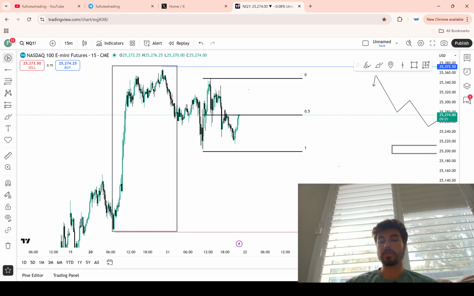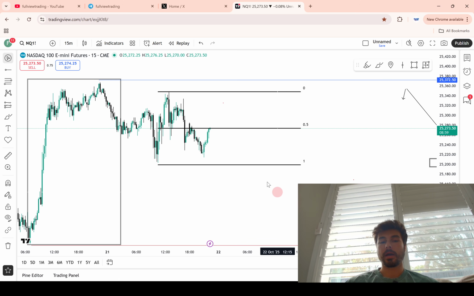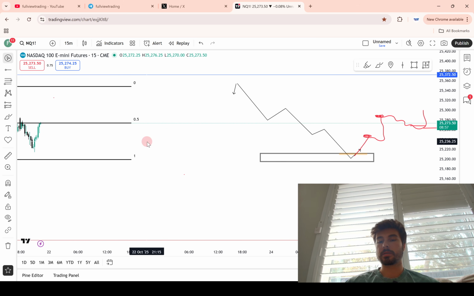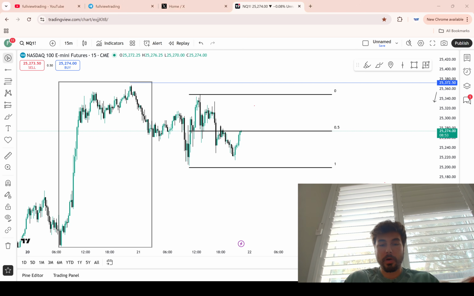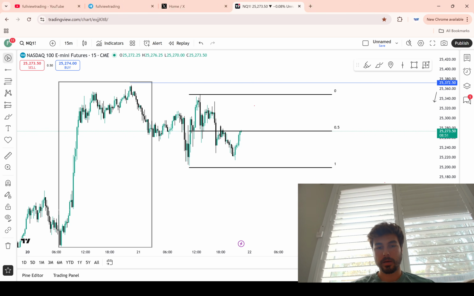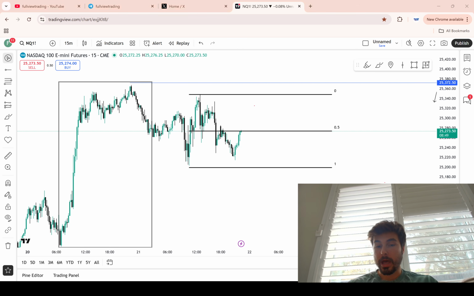So what do you think I'm going to do here at equilibrium? Go back to this example. Nothing. Don't trade it. Don't trade at equilibrium. It's too risky. Don't do it. Can you? Yeah, but it's too risky.